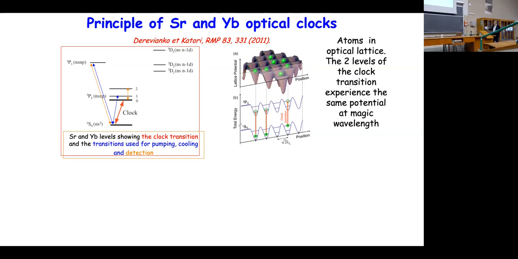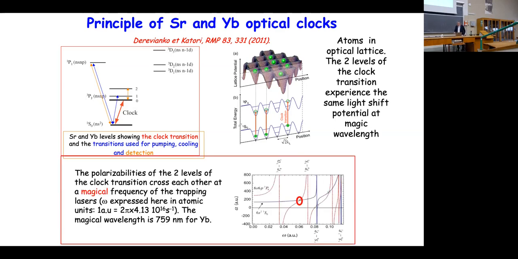And you see that if you are at the right frequency, the ground state and the excited state see exactly the same potential. And so you have now an optical frequency which is independent of the intensity of the trap. And this is obtained, you see here at the bottom, the polarizability of the levels. You have resonances, and you see here this magic wavelength for which the polarizability of one level crosses the polarizability of the other. And this is the wavelength which is chosen for ytterbium and strontium.